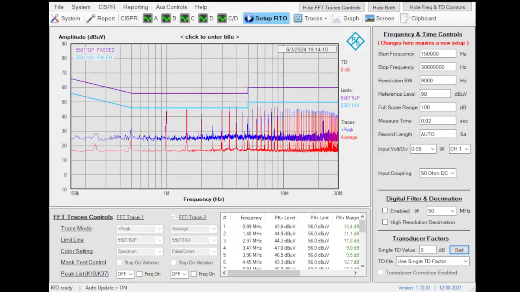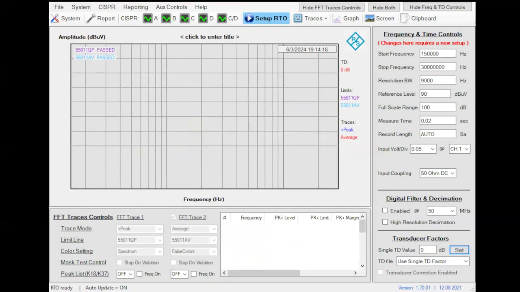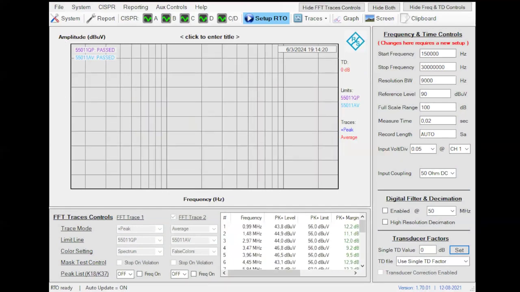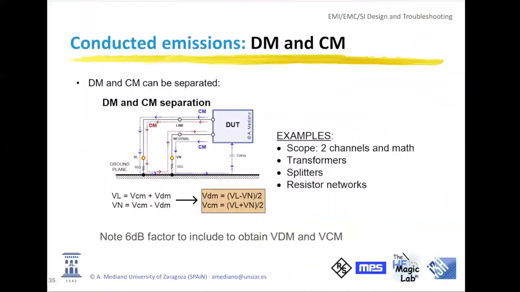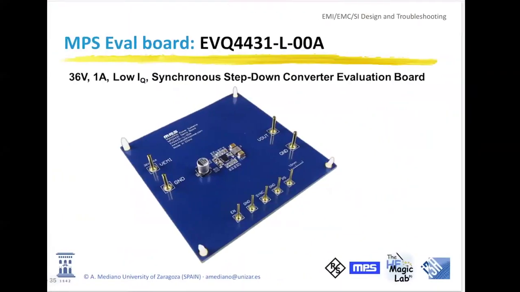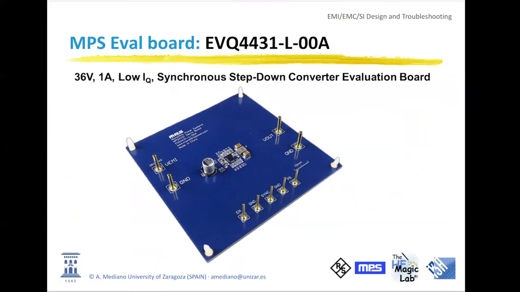Well, this is basically the idea of how to work with the oscilloscope. And now let me show you something interesting, that is a good design. This is a technique that I like to show you from MPS. I will be working with this evaluation board. This is an evaluation board for a step-down converter where they are applying some interesting techniques to minimize the emissions. When you minimize the emissions at the design stage, you will have the possibility to reduce the size of the filters and you have a quiet element.